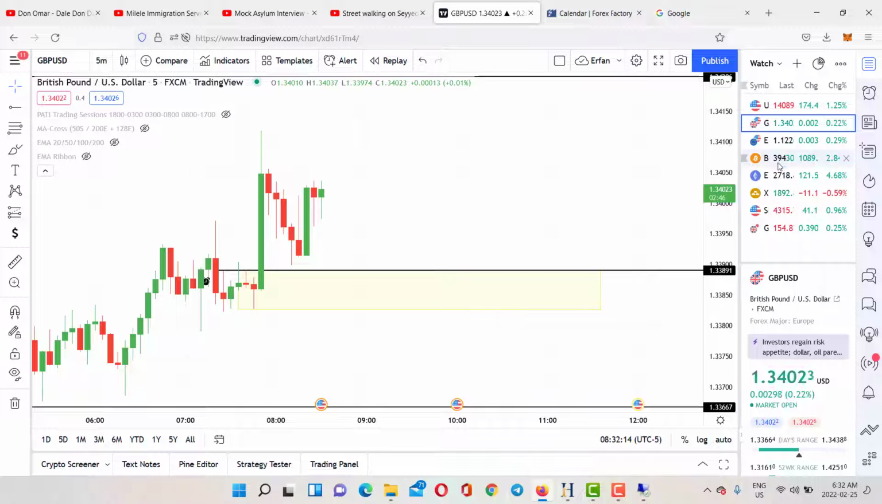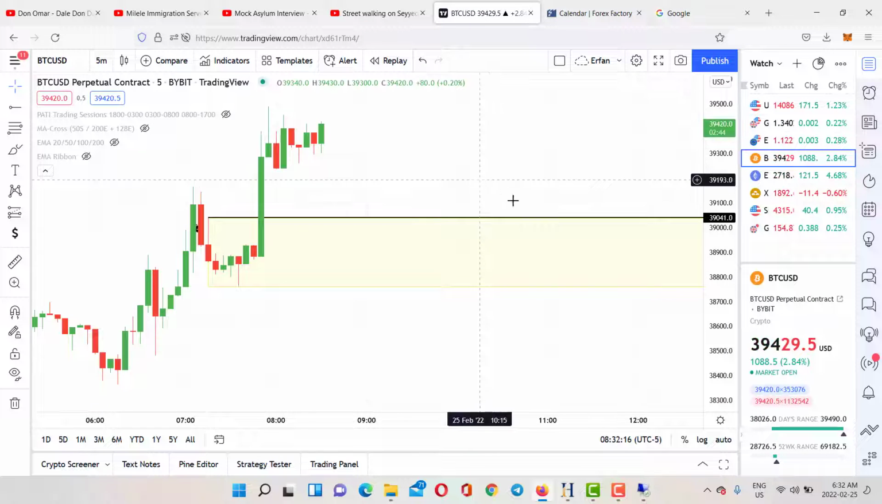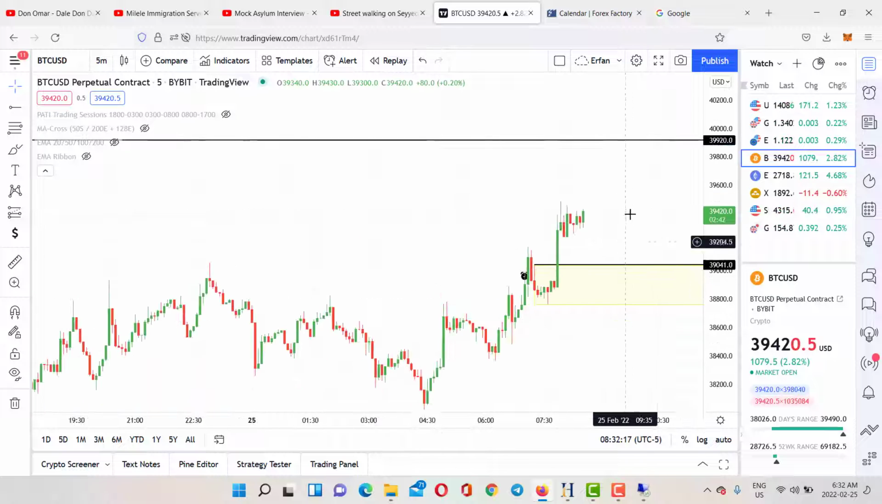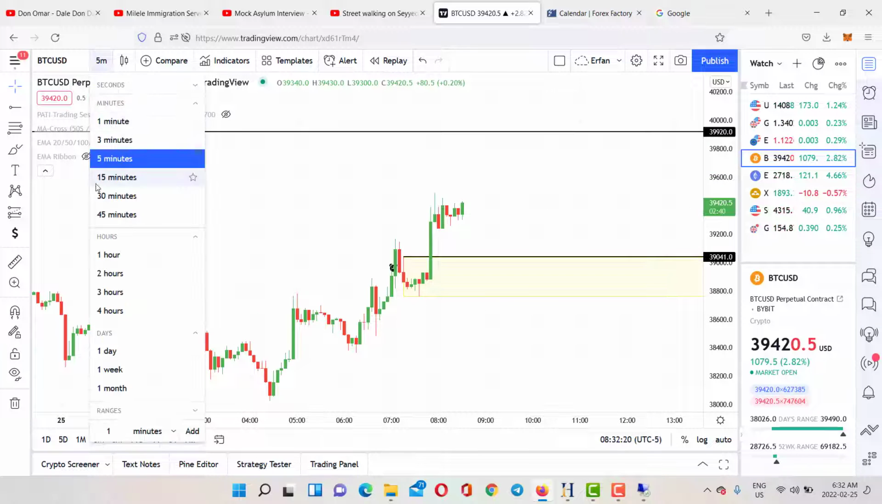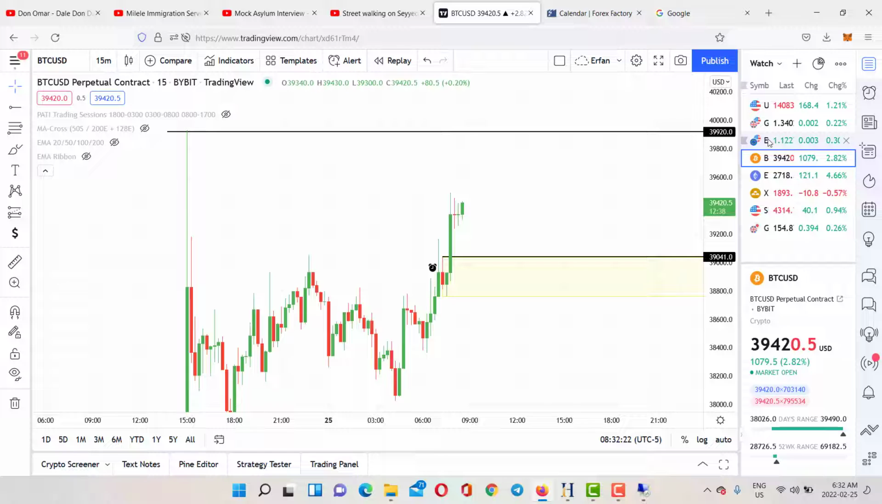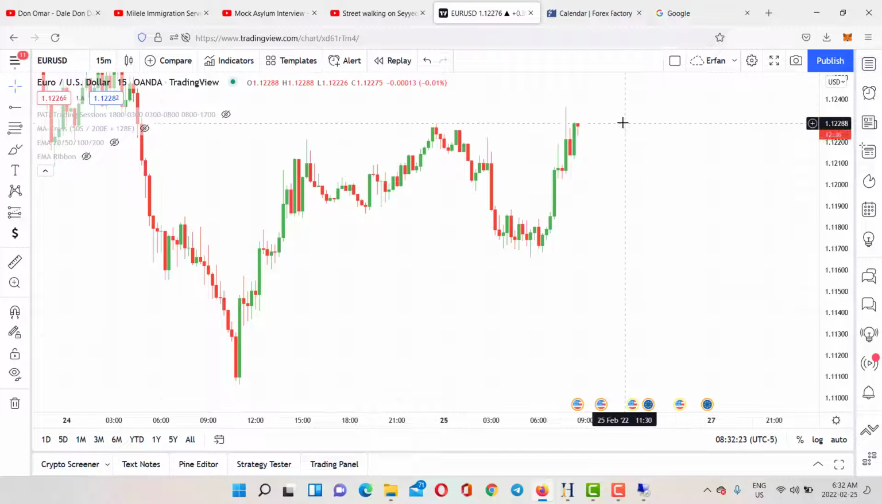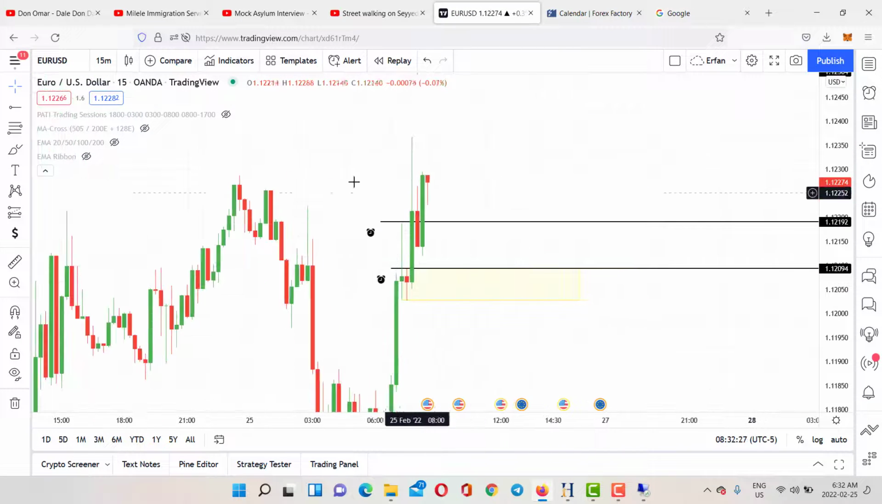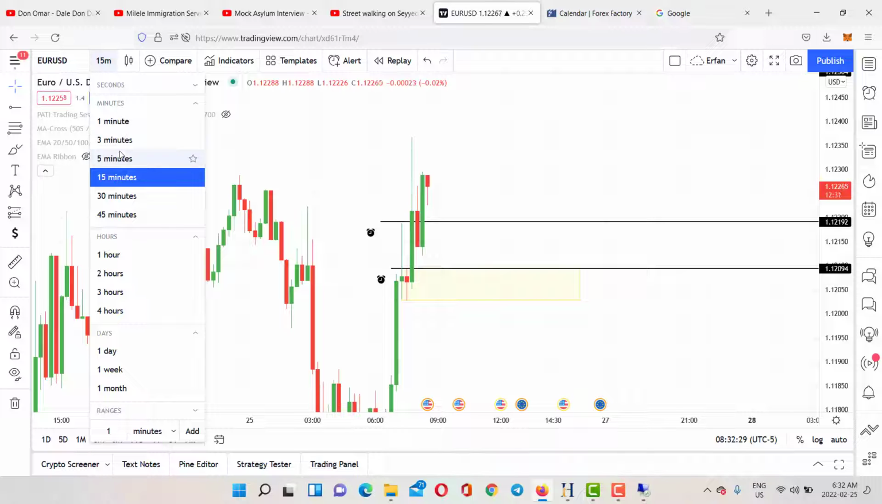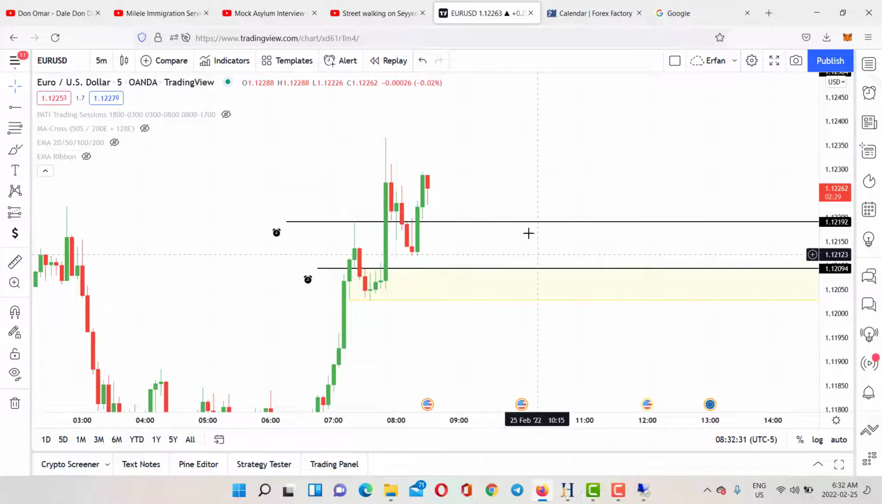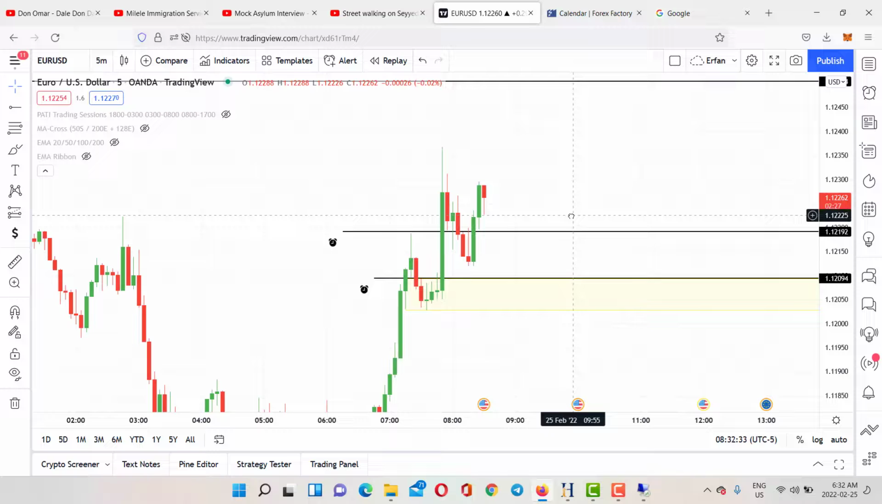EURUSD, we already looked at it. This is something that I'm going to wait for, guys. But I will definitely keep you posted about what happened, if I take any trade, if I don't take any trade. So stay tuned.